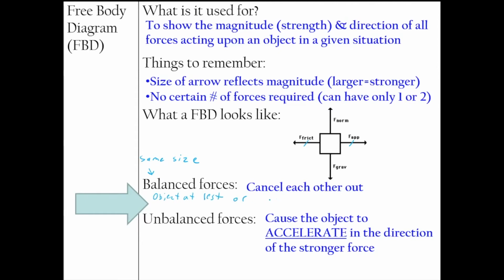Something important to note, though, about balanced forces is that they can mean two things. It can mean, one, that the object is at rest, or two, that the object is moving at a constant velocity. Just a quick example of what an unbalanced force would look like. Say I have friction acting to the left and I have force applied to the right. I can clearly see here that these forces are unbalanced.